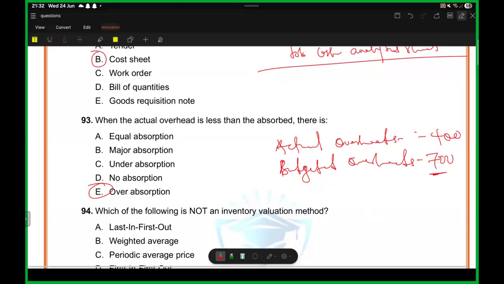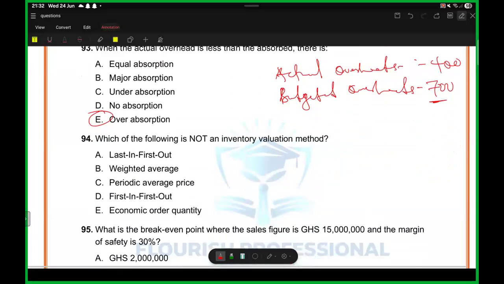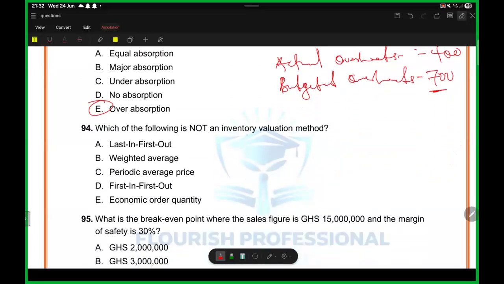Yes, please. Okay. Which of the following is not an inventory valuation method? It's so simple. FIFO, this one is LIFO, weighted average. Periodic average is also part. We have simple average, but economic order quantity is not inventory valuation. It's rather inventory control, inventory control levels.